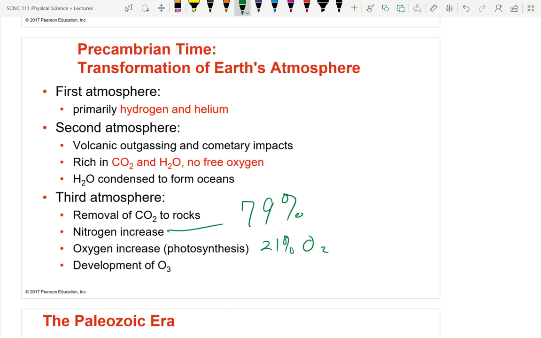And that's where I'm going to stop today. I will quickly go through the eras Paleozoic, Mesozoic, and Cenozoic, and then review on Wednesday.